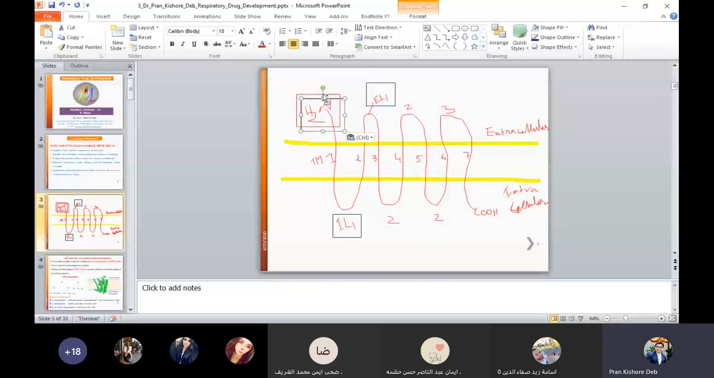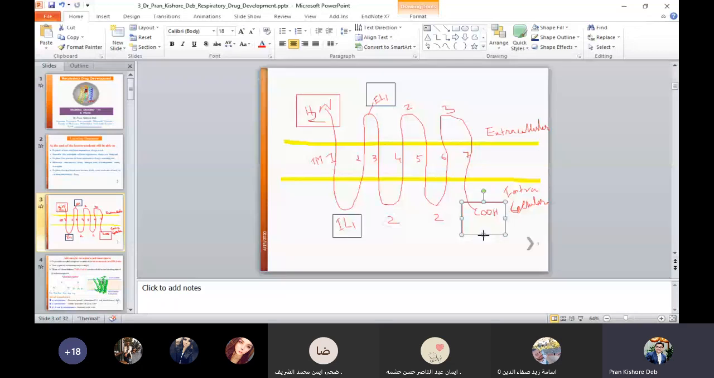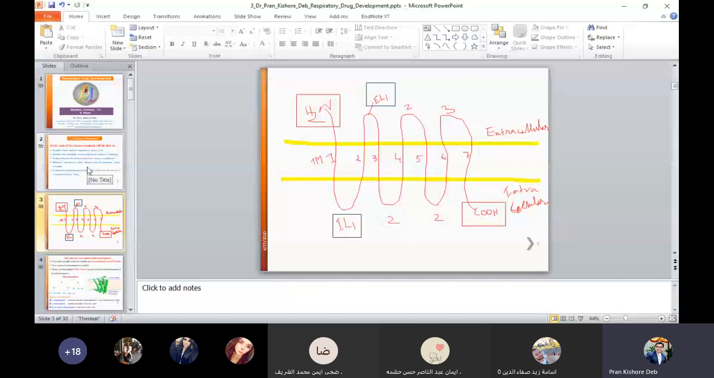And the C terminal region is present inside the cell. You can see C double bond O as COOH. That is the C terminal carboxylic end present inside the cell. N terminal is present outside the cell. Okay, so is it clear? Can I go to my next slide?